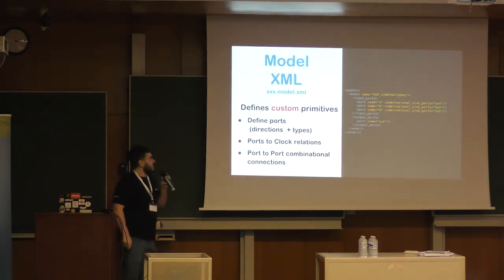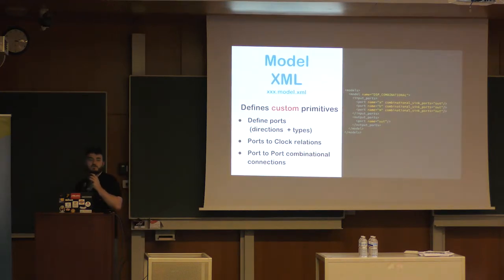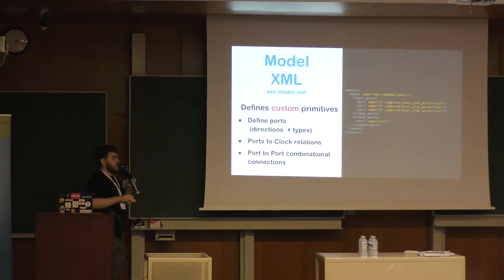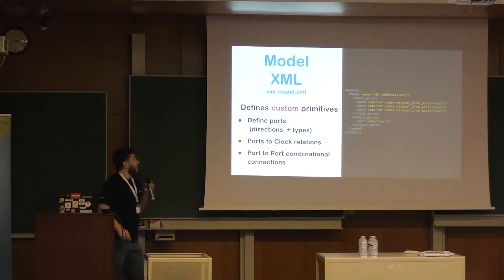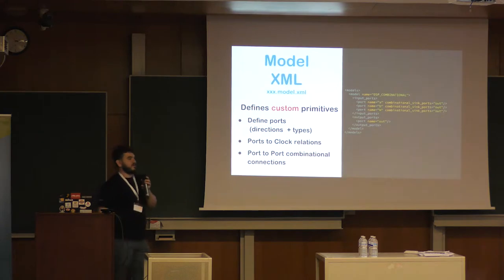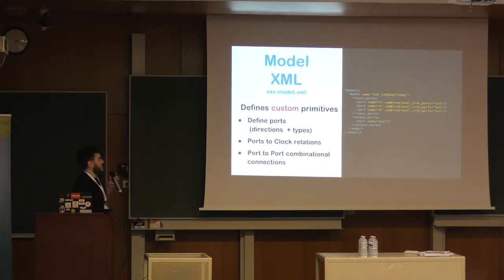So let's take a look at model XML, just a very short, brief introduction of those files, so you have an idea what they actually describe and why and how they are used. Model XML files define custom primitives of an FPGA device. VPR can handle generic types, like inputs, outputs, or constants, but most FPGA devices have very custom things, from DSP blocks to even lookup tables or complex blocks. This file describes quite a high-level definition of a custom primitive. It defines ports, port-to-clock relations, or combinational relations between the ports, and that's basically it.